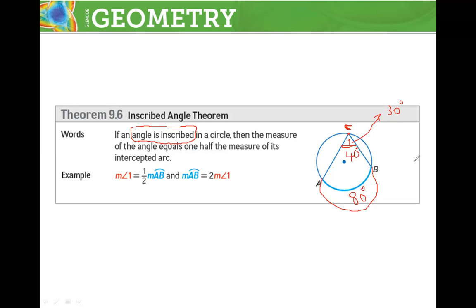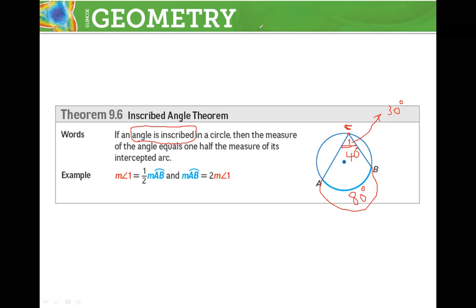The relation says that the measure of the inscribed angle equals half the measure of the intercepted arc. If I start with the measure of the arc opposite to the inscribed angle, it equals twice the angle's measure. So if I start with the intercepted arc, it's twice. If I start with the angle, it's half. This is the first theorem.